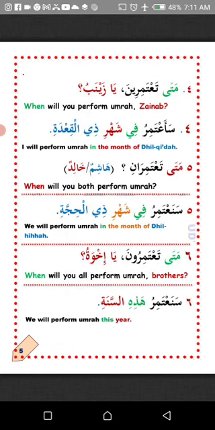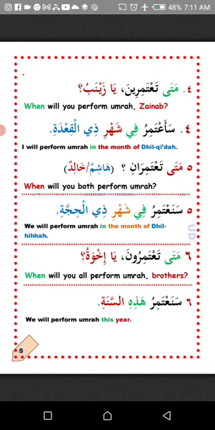MashaAllah. Arba'a, number four. Mata ta'tamirina ya Zainab? When will you perform Umrah, Zainab? Now the answer. Sa'atamiru fi shahr Dhul Qa'dah. I will perform Umrah fi shahr Dhul Qa'dah, in the month of Dhul Qa'dah.